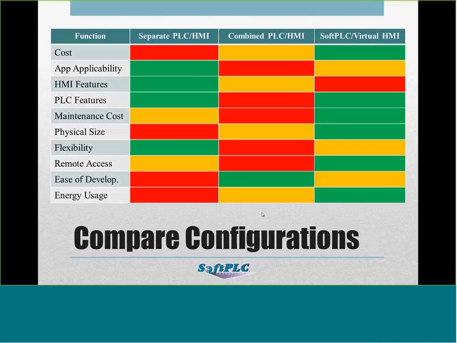And this table is just my way of saying, okay, here's my application, what do I want to choose? It's going to depend very much on the application and what you need. But as you can see, you can save money, save maintenance costs, reduce the size of your cabinet, and reduce the energy use of the total system by getting rid of that screen.